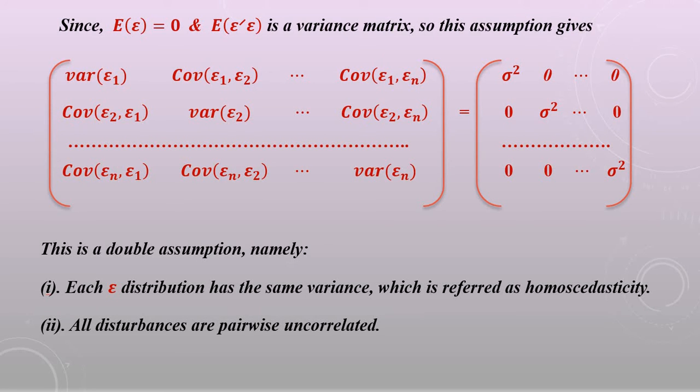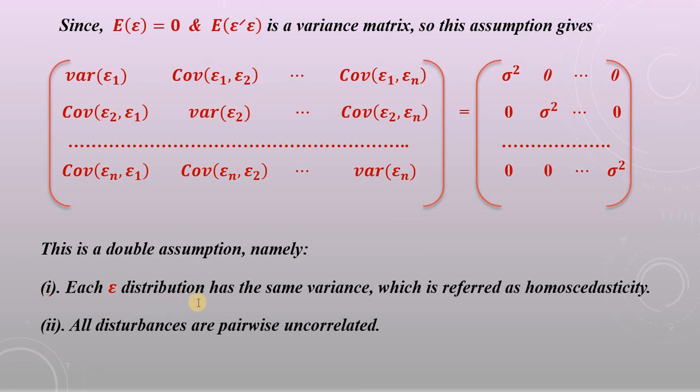Since expectation of epsilon is equal to 0 and expectation of epsilon prime epsilon is a variance matrix, from this assumption we have this variance covariance matrix like this. It is an n by n matrix. Here all the diagonal elements imply the variances and the off diagonal elements show the covariances of all epsilons. Since the covariances are all 0 and the variances are all the constant variance sigma square, we have this type of matrix. So it is a double assumption.